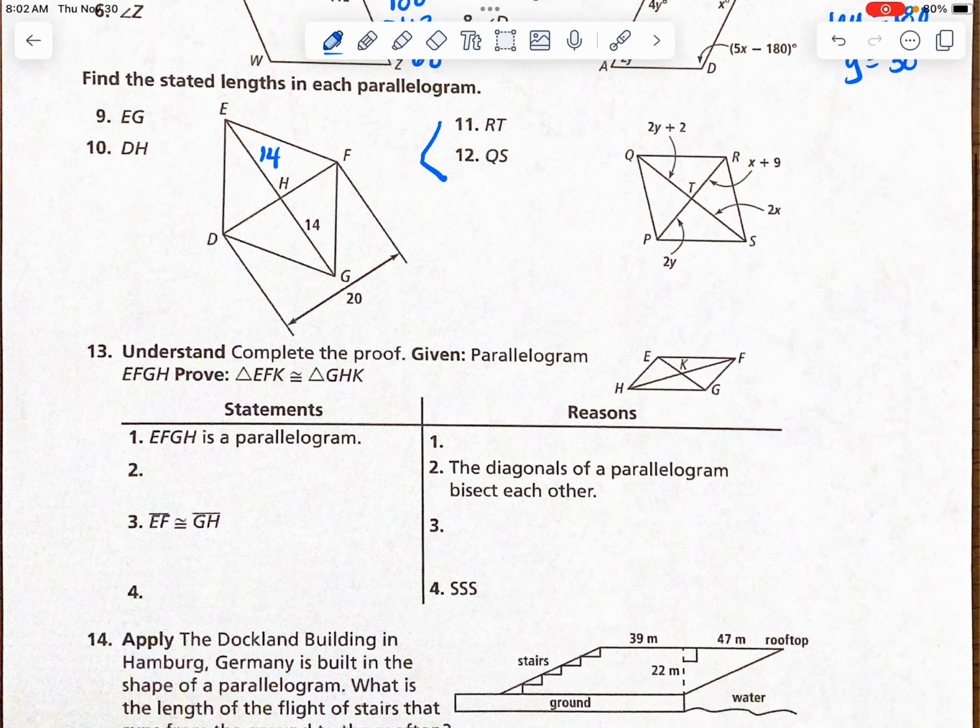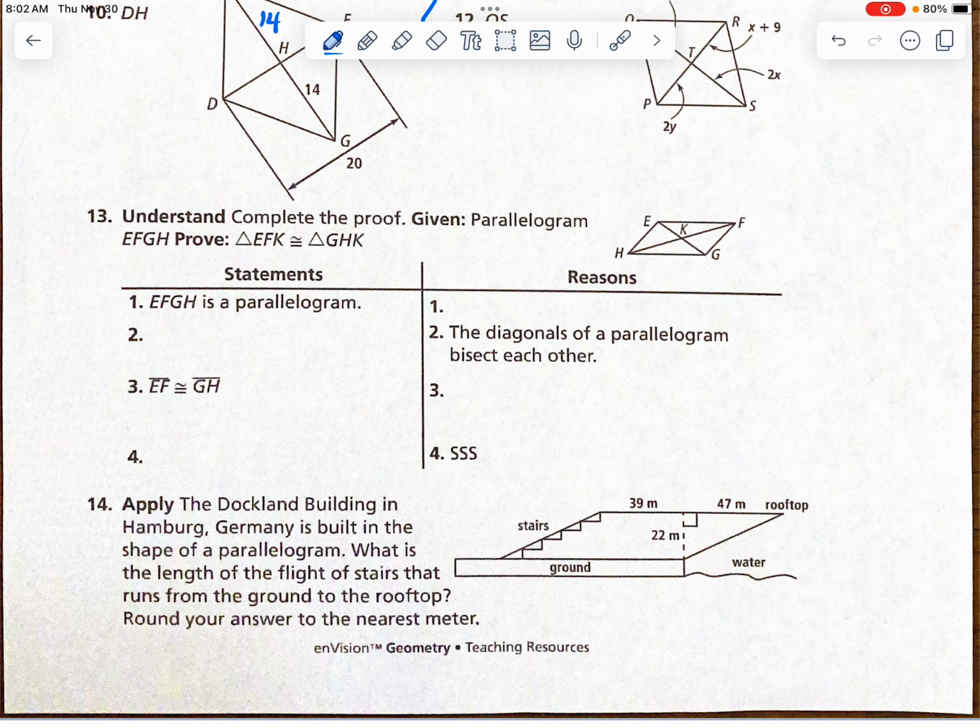Okay, let's look down at number 13. A proof. I know everybody's excited. I'm going to leave number 1. I would like for you to fill that out. And I'm going to leave number 4 because I feel like you should know what goes in those two places. Now, as far as the other two places, let's look at the information that's given. Of course, here they're giving me a parallelogram, and then we're trying to prove the two triangles are congruent to each other. So number 2, I don't have a statement, but it says the reason is the diagonals of the parallelogram bisect each other.